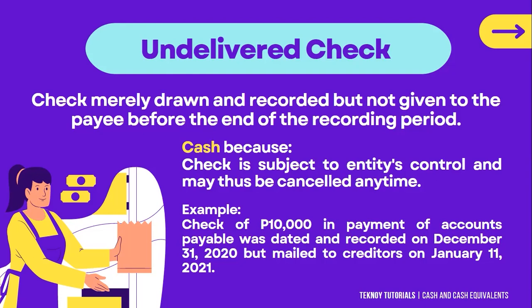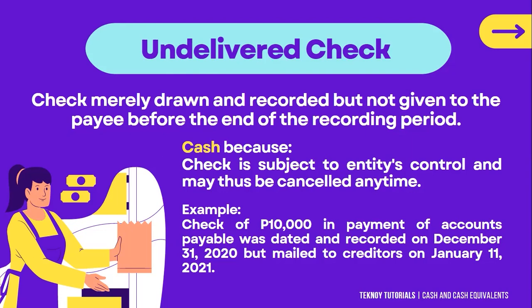To demonstrate, here is a sample scenario. Check of 10,000 in payment of accounts payable was dated and recorded on December 31, 2020, but it was mailed to creditors on January 11, 2021. Although the check was dated and recorded in this accounting period, the check hasn't reached the hands of the creditors nor been encashed by the creditors until the next accounting period. That is why we add this 10,000 undelivered check as part of the entity's cash.